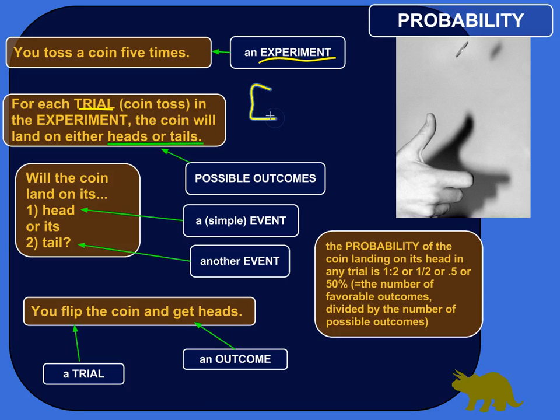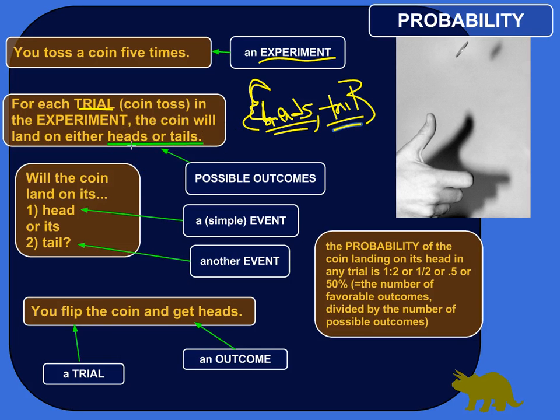So we could have a set of possible outcomes. Heads or tails. Here's the set of all possible outcomes. It's possible that the outcome will be heads. It's possible that the outcome will be tails. It's not possible that the outcome will be feathers. That's not a side of a coin. So there's only 2 possible outcomes here, heads or tails.